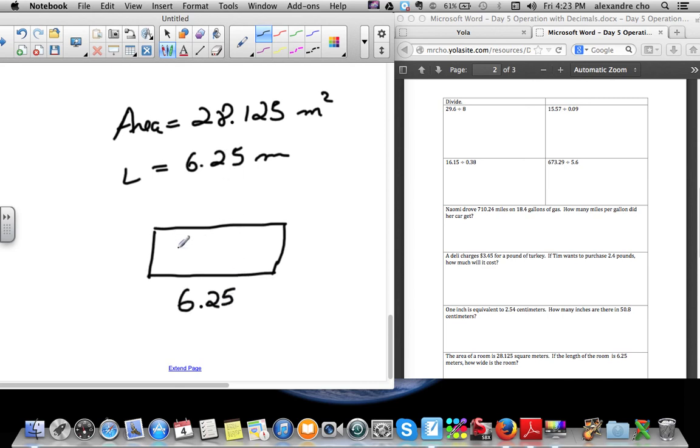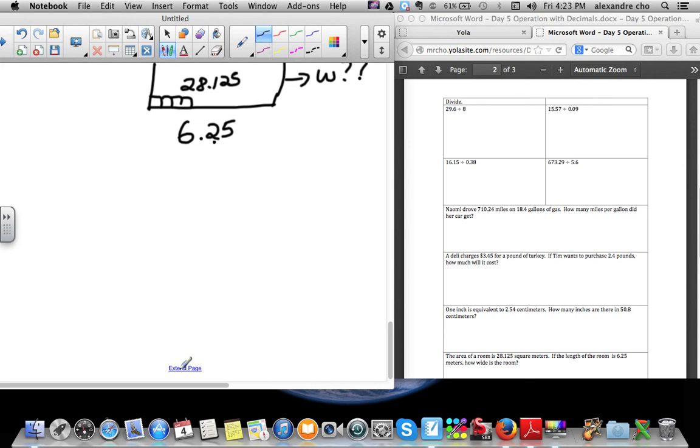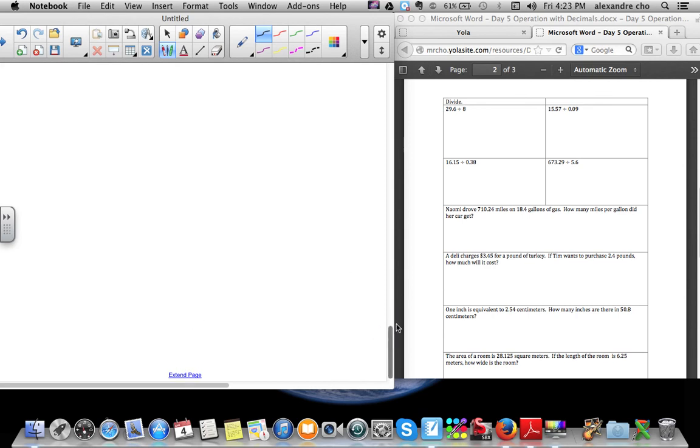And they tell you that the area inside, remember area is the number of little squares inside. We counted how many squares inside, and apparently there's 28.125. And they're asking for the width. How much is the width? Well, you know to find the area of a rectangle, it's length times width, or base times height. So it's this times a number that will give you 28.125. But what is the operation?